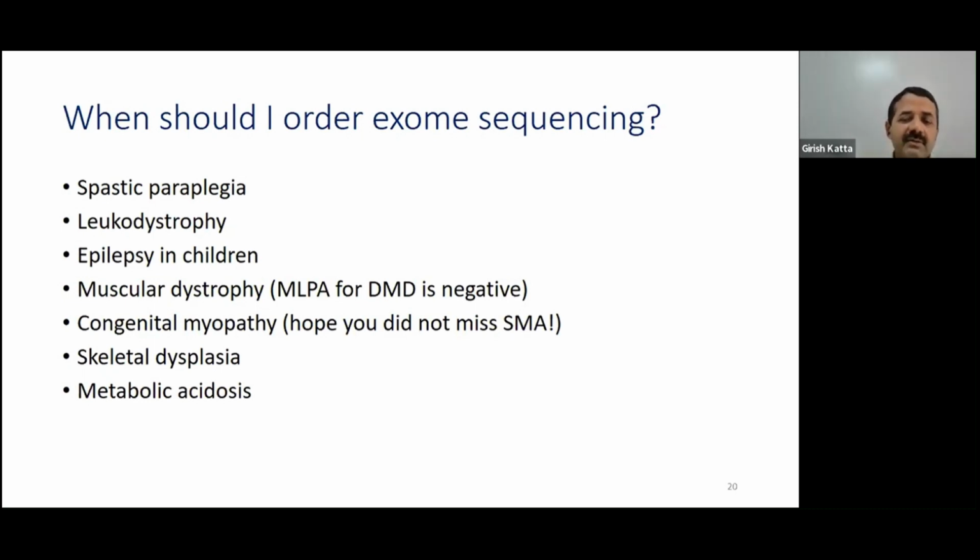Skeletal dysplasia is one more common indication for exome sequencing, but you have excluded common diseases like achondroplasia or hypochondroplasia. Or a metabolic acidosis where you do not have a diagnosis, which can be caused by several tens or hundreds of genetic conditions, then you can order exome sequencing.